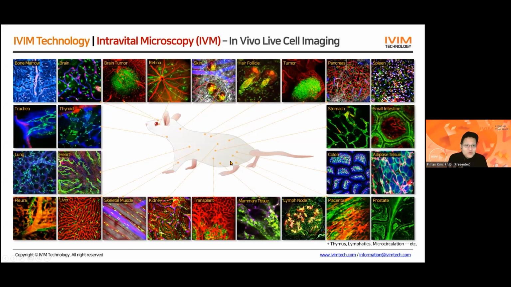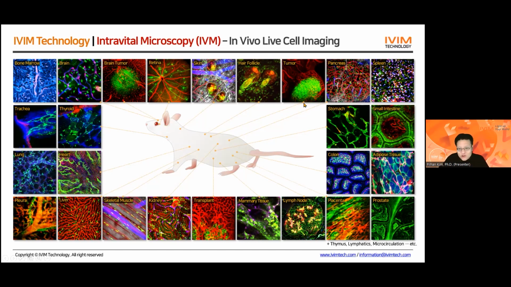We have been able to visualize almost every organ and tissue in a live mouse model. For each specific organ, we have our own accessories and imaging window devices to visualize all these different organs. All these images were obtained from the live anesthetized mouse model using our intravital microscope system. We have imaged the bone marrow, as you can see here, brain and brain tumor, or retina in the eye. This is the skin, and hair follicle in the skin, again from the live mouse model.